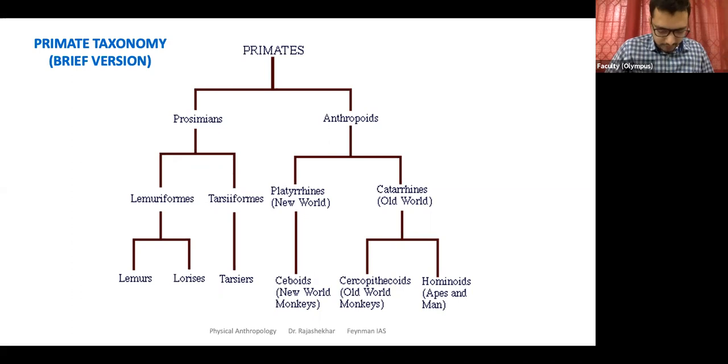But one question: why do we have to study primates in anthropology? Anthropology is about studying humans, but why are we studying primates? What is the purpose here? Is there any specific objective in including primates as part of anthropology? Why should we study monkeys and chimpanzees?